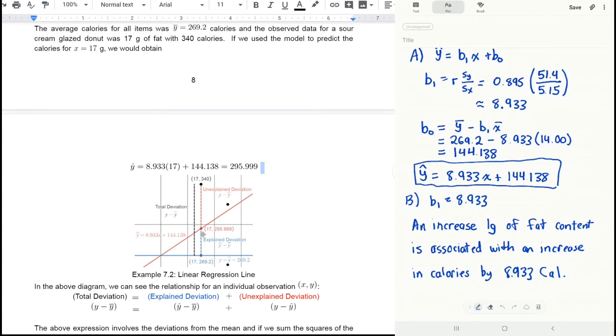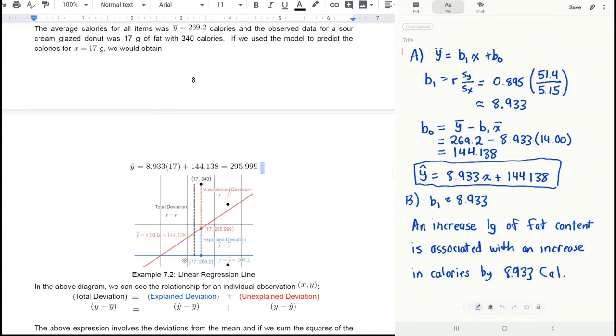So we can use this diagram to look at the different deviations for each of these values. If we look at the difference between the observed value from the sour cream glazed donut to the average amount of calories, this is called the total deviation. So this is given as y minus y bar.